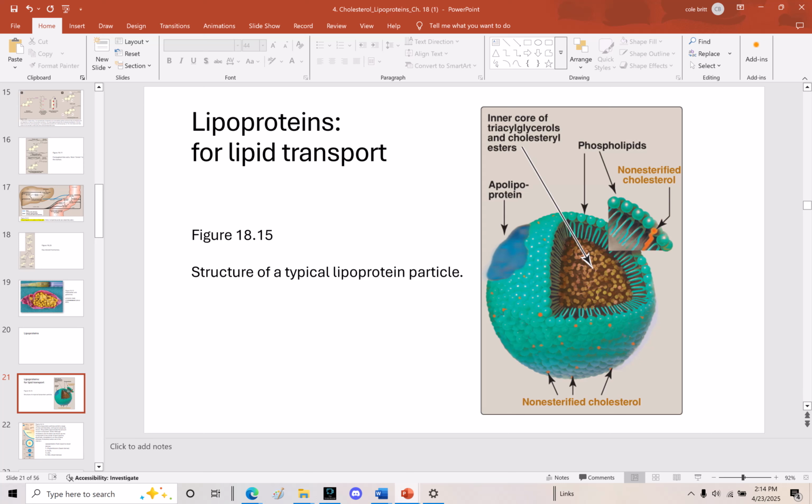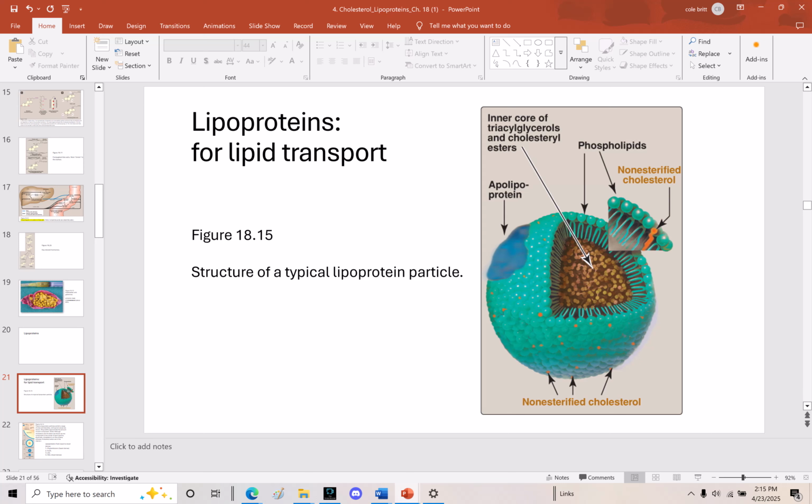Deliver triglycerides or cholesterol? Triglycerides to tissues. And I should say deliver dietary triglycerides to tissues, because we have something else that's going to also deliver triglycerides. Chylomicrons deliver dietary triglycerides to tissues. There's another, it's called a VLDL, it's going to deliver endogenous or body-made triglycerides. But we'll see all this in the lecture.